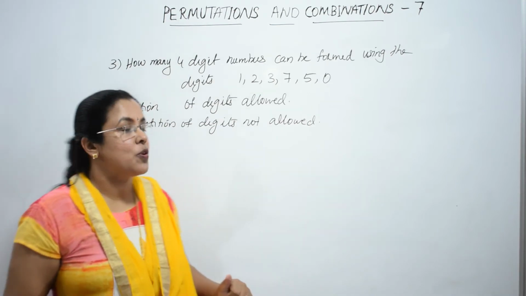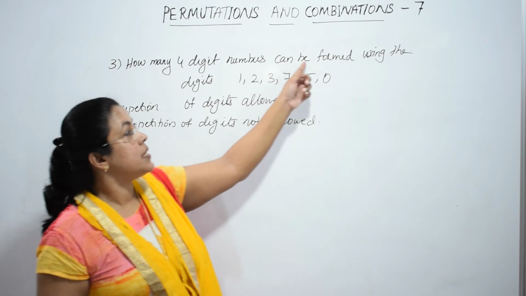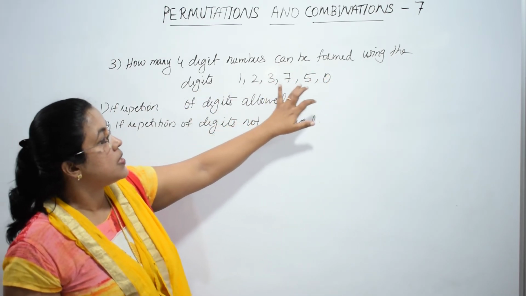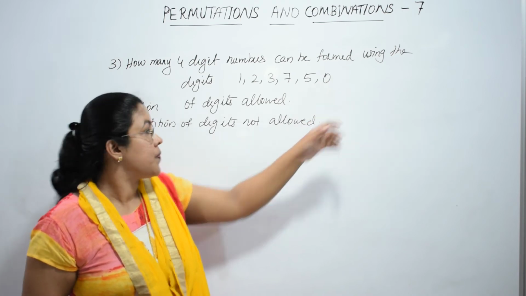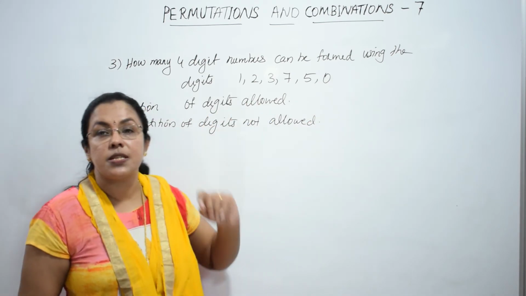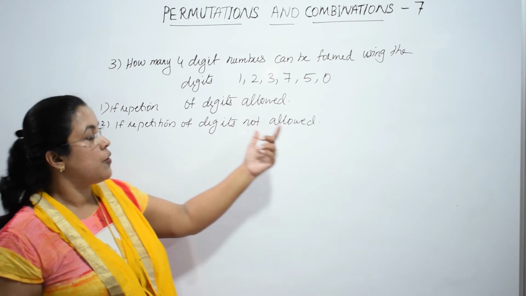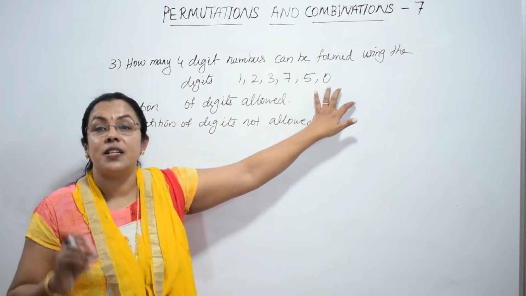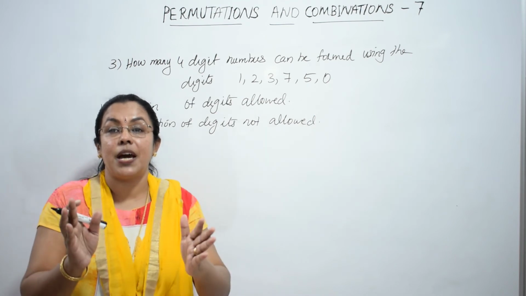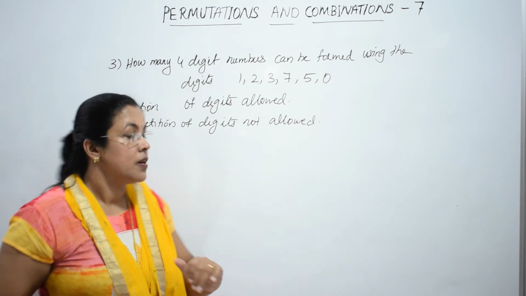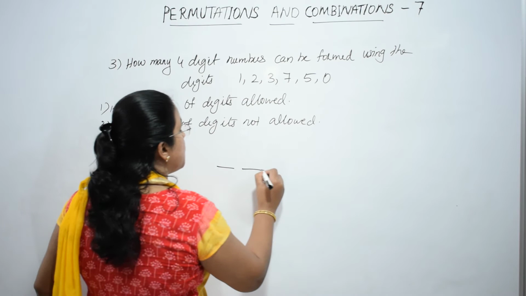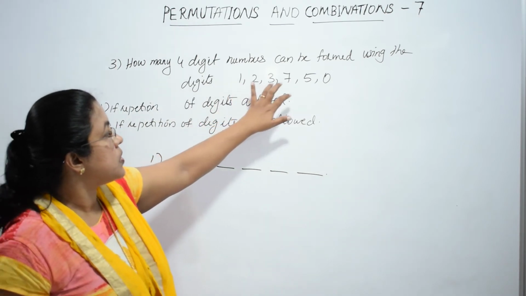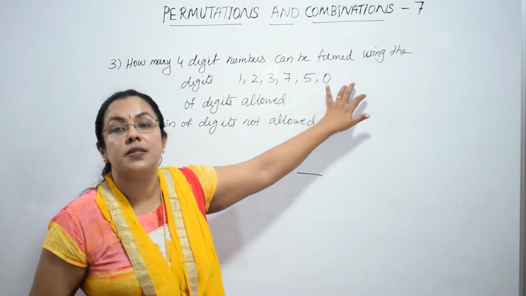Now consider one more question. How many 4-digit numbers can be formed using the digits 1, 2, 3, 7, 5, 0? If repetition of digits is allowed, and if repetition of digits is not allowed. If 0 is there, then 0 is the villain. Be careful if 0 is there. We have to form a 4-digit number using 1, 2, 3, 7, 5 and 0.